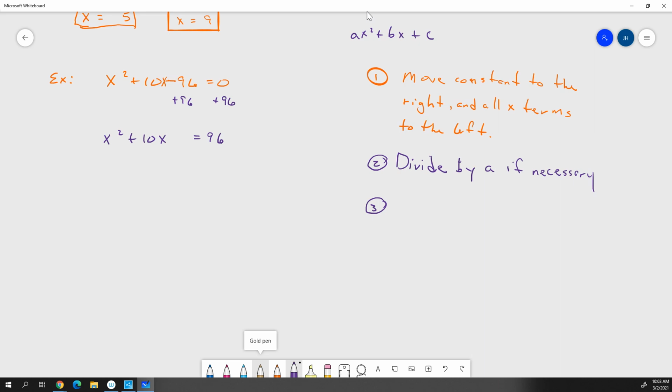And the third step is we are going to take half of b, square it, and add to both sides of the equation.